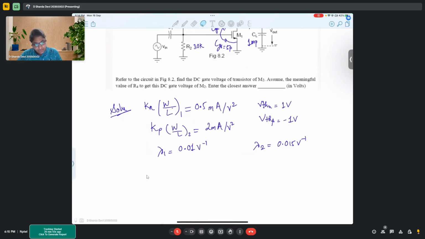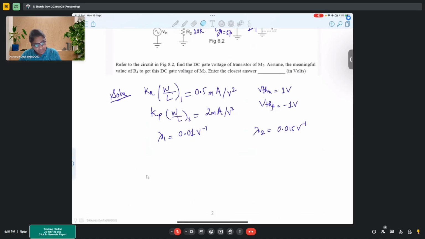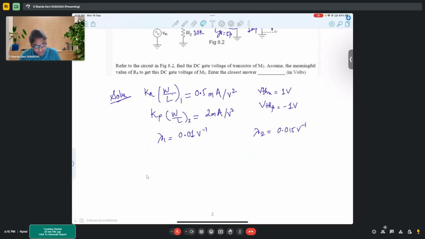In this problem, refer to the given circuit. Find the DC gate voltage of transistor M2. So it means we need to find VG.